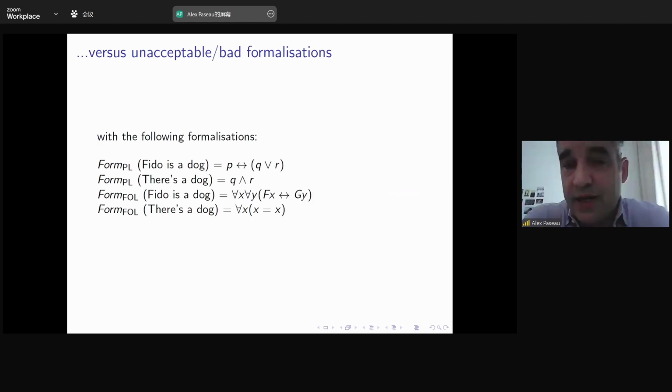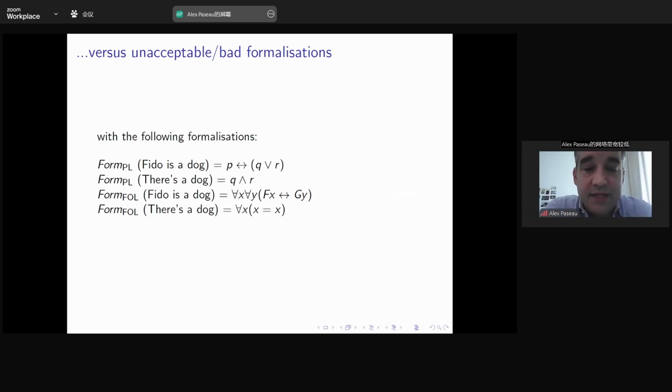On the other hand, suppose you get another student who formalizes things in the following way. Fido is a dog, they formalize in propositional logic as P double arrow, Q ∨ R. There's a dog as Q and R. Fido is a dog as for all x for all y, Fx double arrow Gy, and there's a dog as for all x, x equals x.